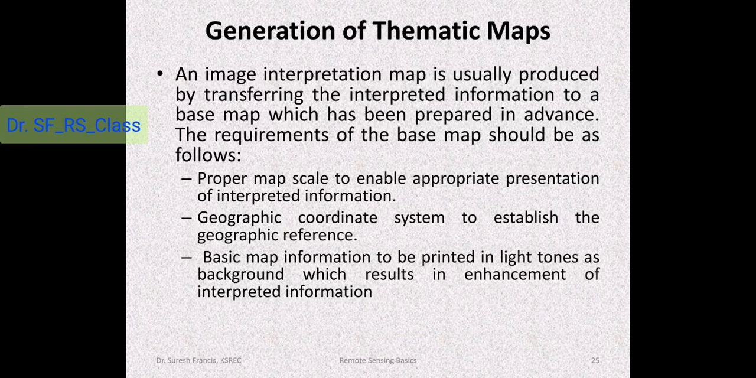So the earlier type of interpretation was from the hard copy. You would keep a base map ready, and you would have to draw from the satellite hard copy, and that needed to be transferred to the base map. All these things were tedious in the earlier stages of remote sensing. Now things have come to the digital status, and manual methods are fading away to artificial intelligence and machine learning processes.